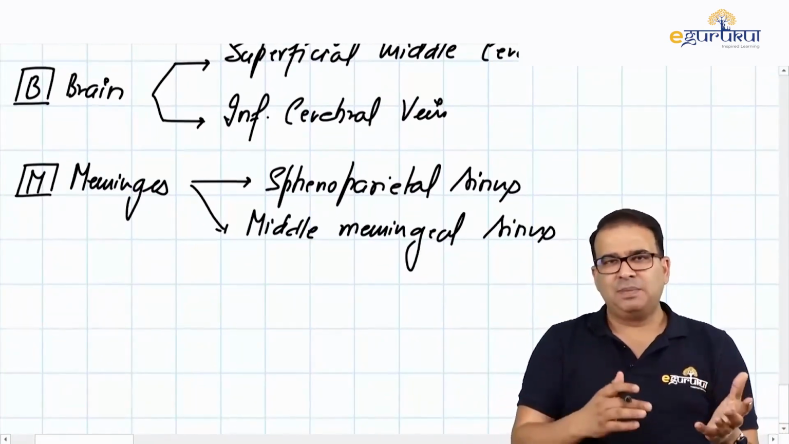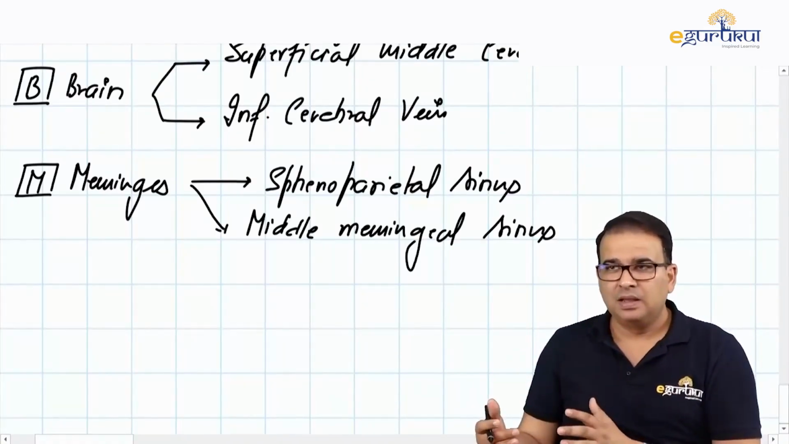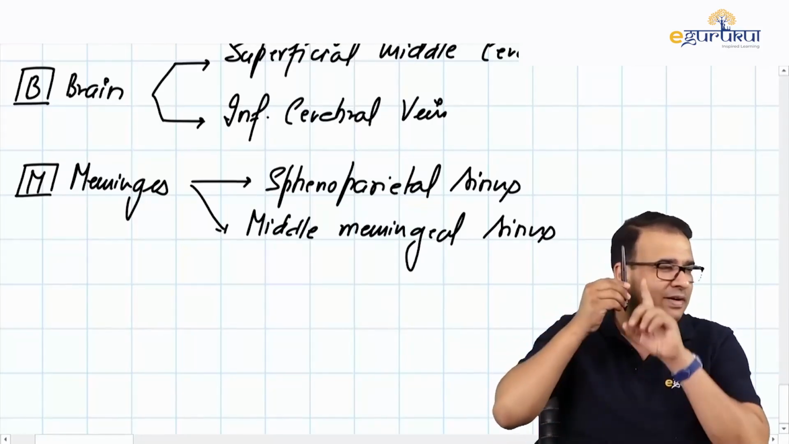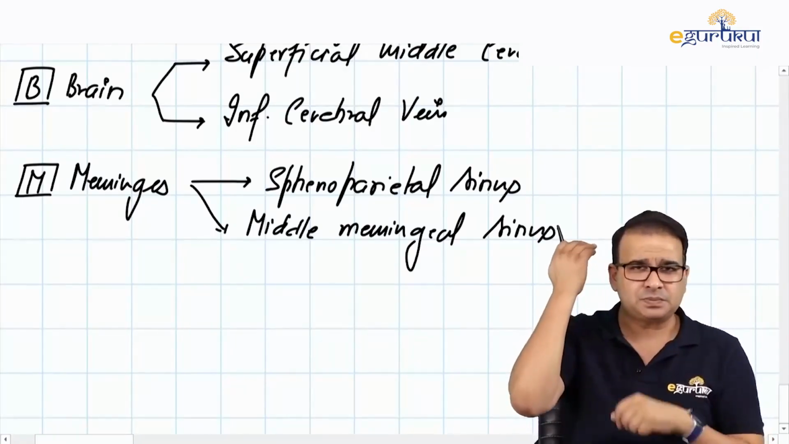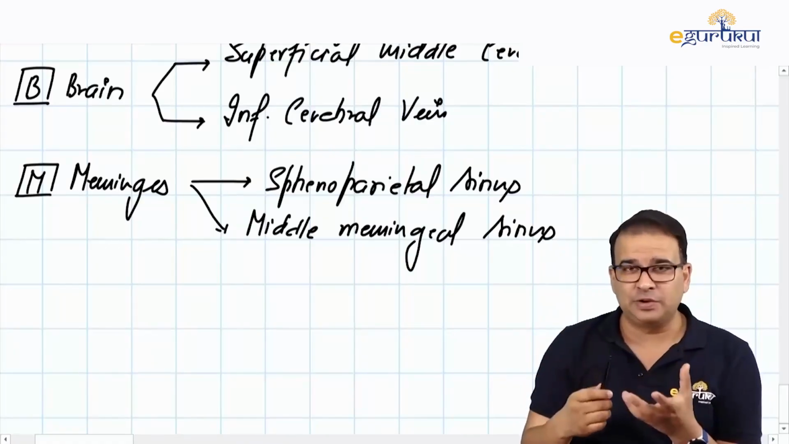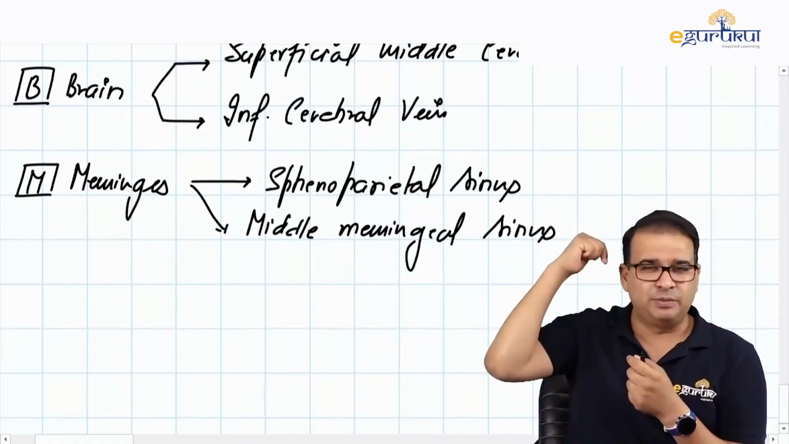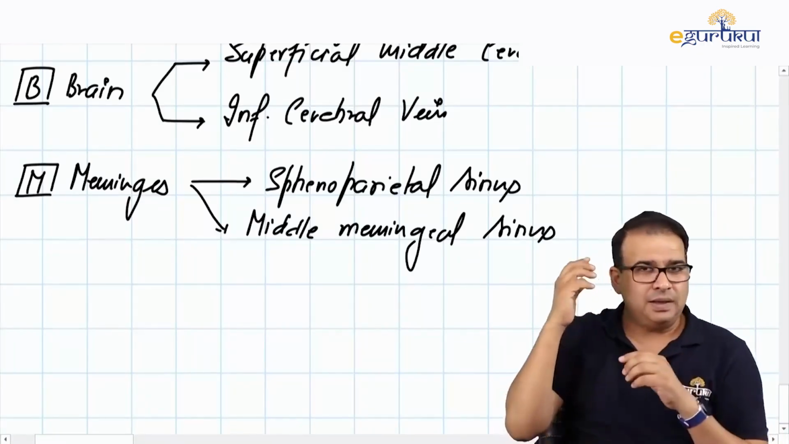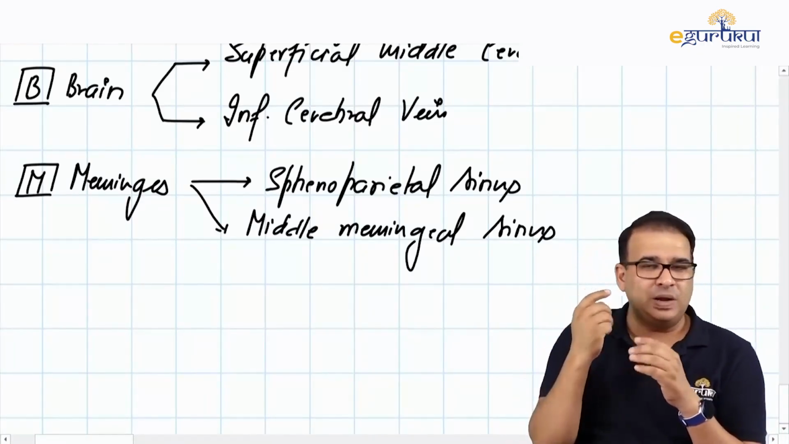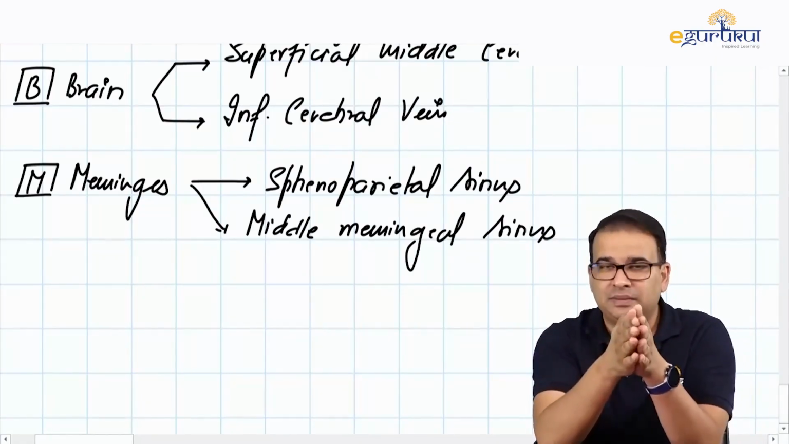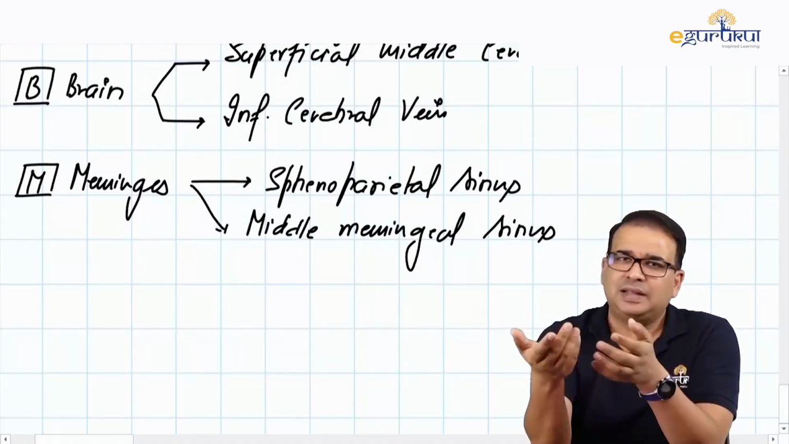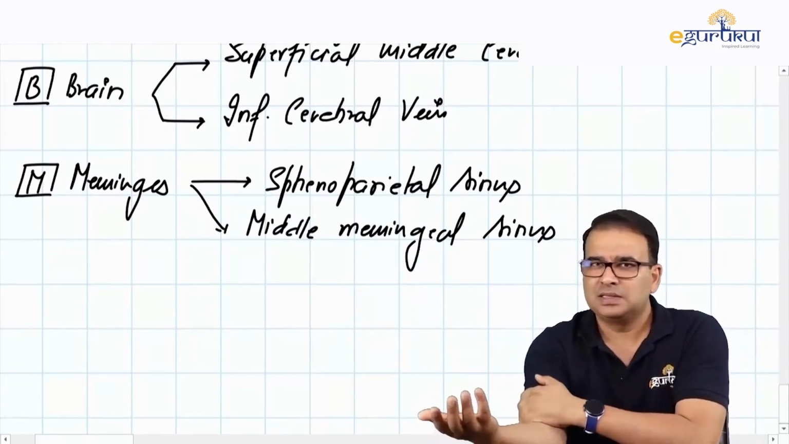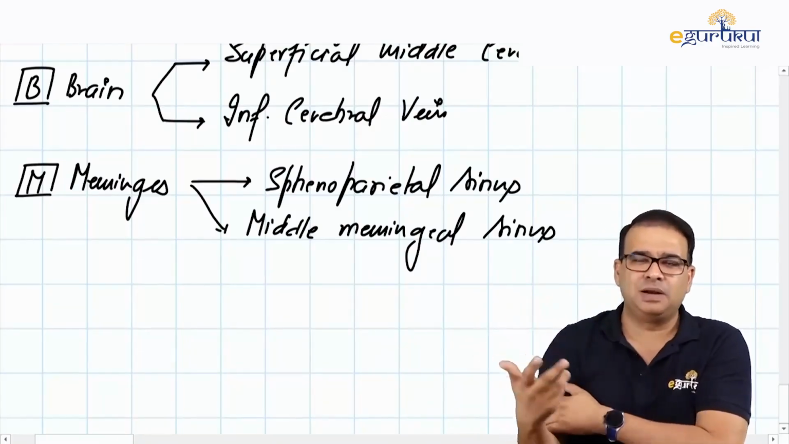Some authors call it the middle meningeal sinus, some say it's the middle meningeal vein. Well, the thing is, guys, we all know that we have the middle meningeal artery going inside, and the middle meningeal artery divides into two divisions, anterior and posterior. Similarly, the middle meningeal vein also has two tributaries, anterior and posterior. The posterior tributary of the middle meningeal vein is present between the two layers of dura mater, and that's why it becomes a sinus. So sometimes we can call it the middle meningeal vein, or we can even call it the middle meningeal sinus. It doesn't matter. You can write middle meningeal sinus or middle meningeal vein.